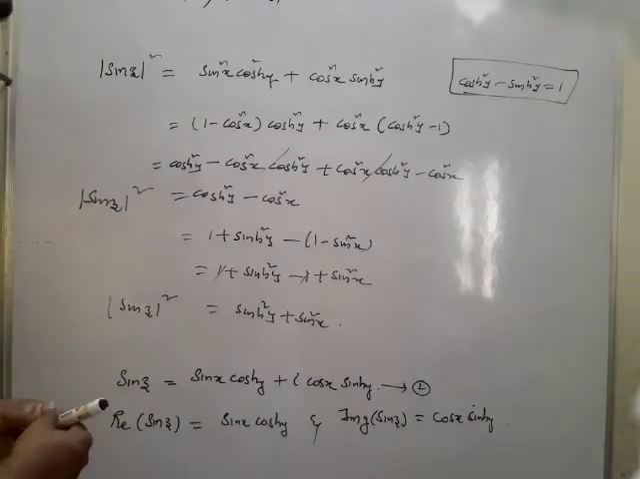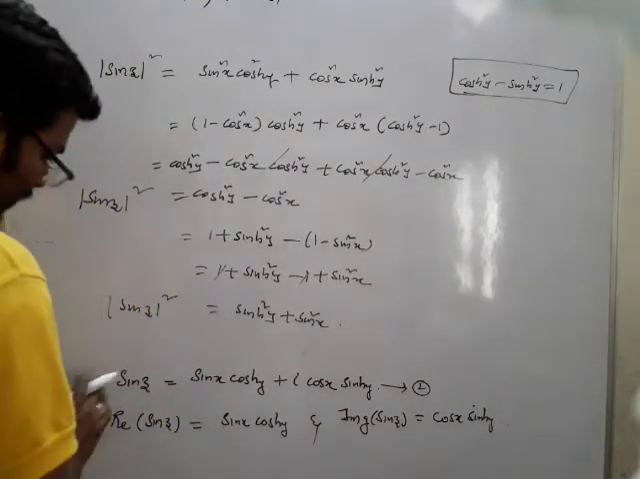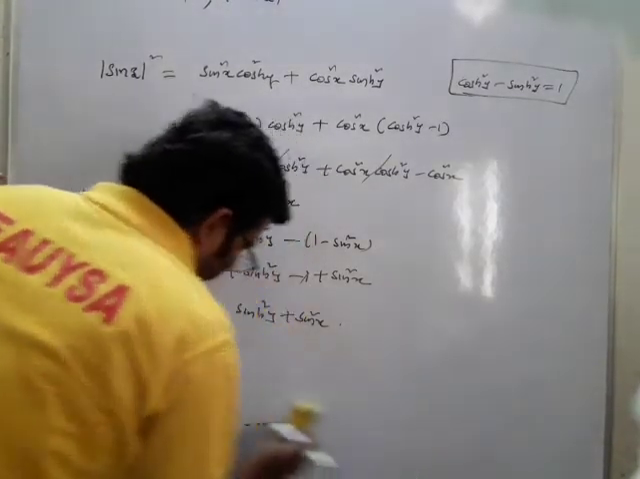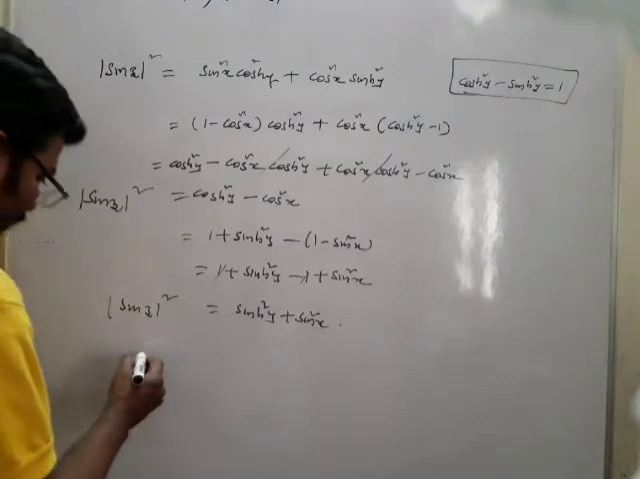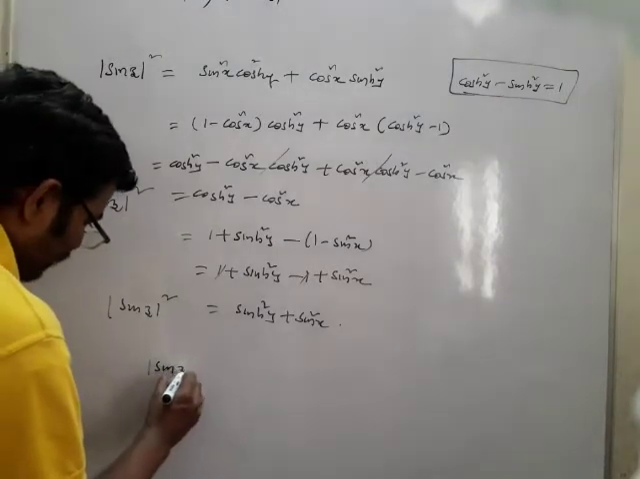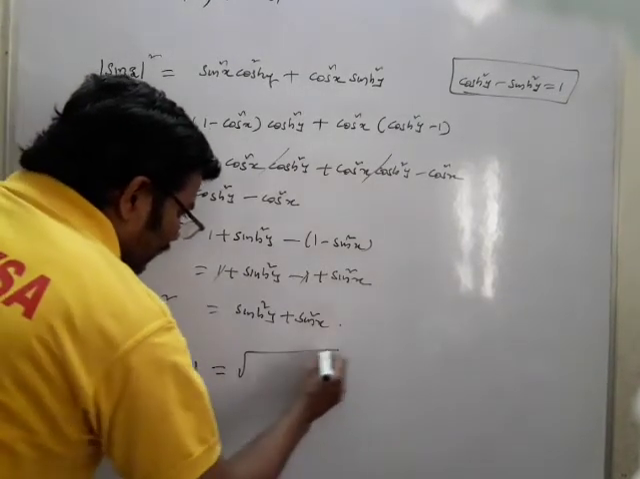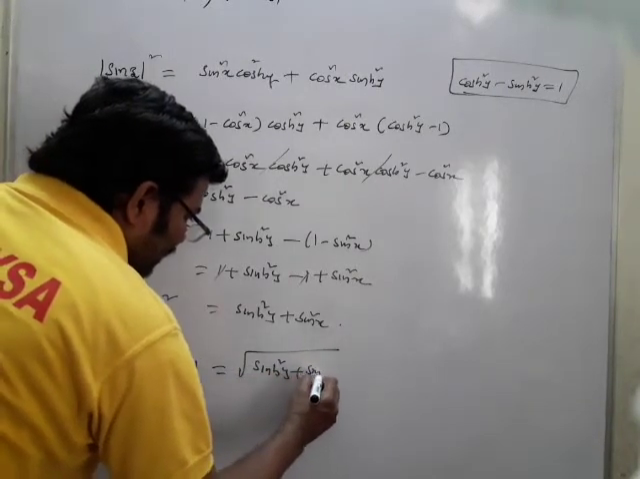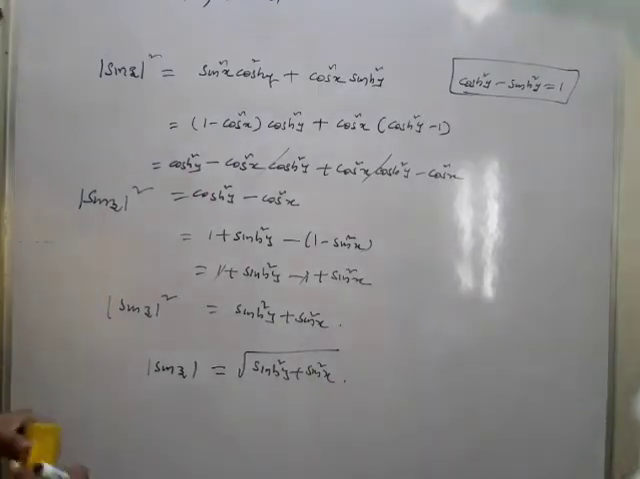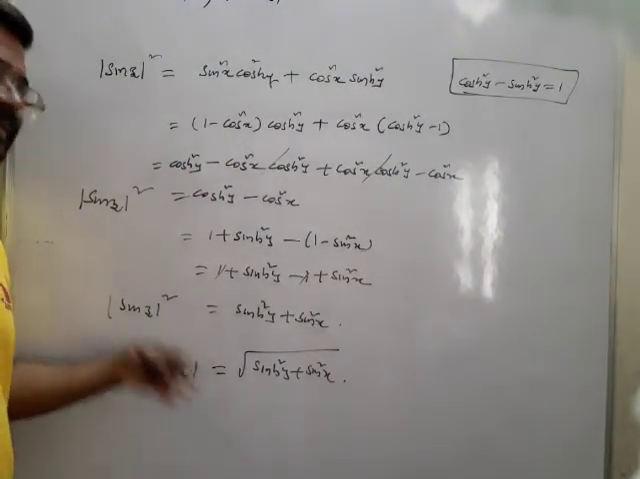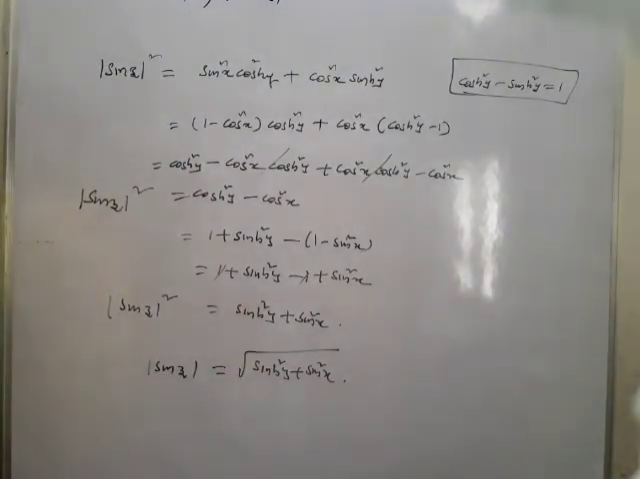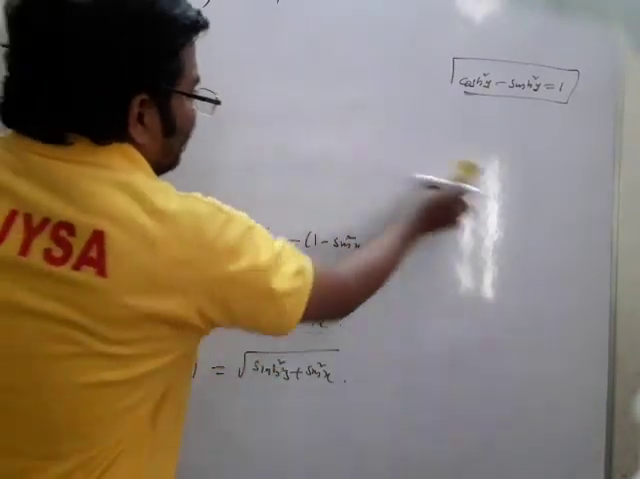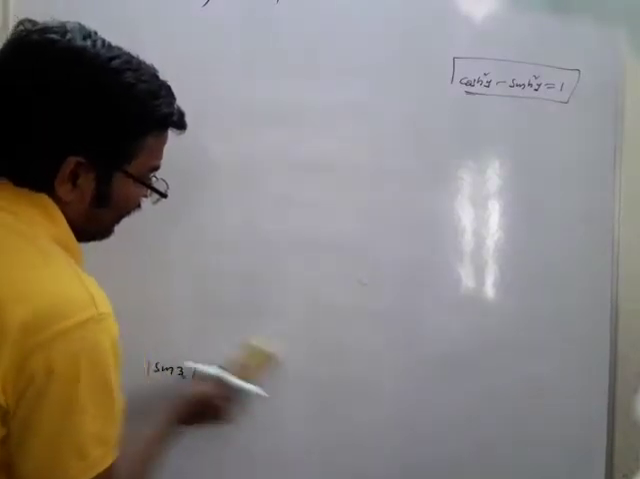Like this you can do the other problem also. If you take the mod, you want mod sin z, which is equal to the square root of sin h square y plus sin square x. This is how we get mod sin z. In a similar manner, we can find cos z also by taking cos of x plus iy, so that you can do as homework.